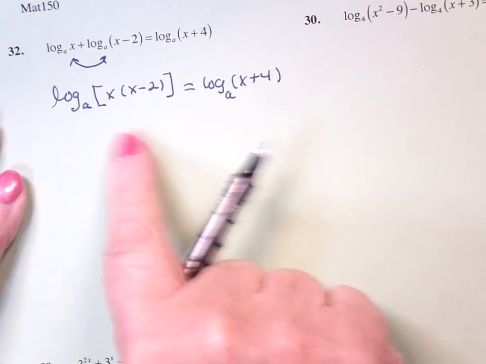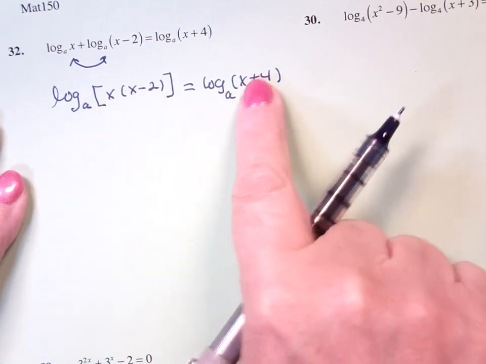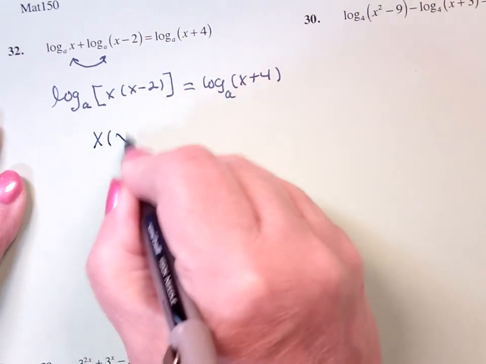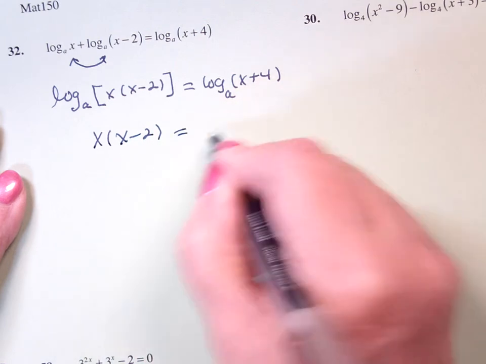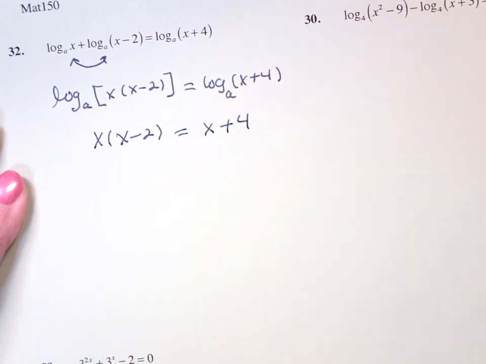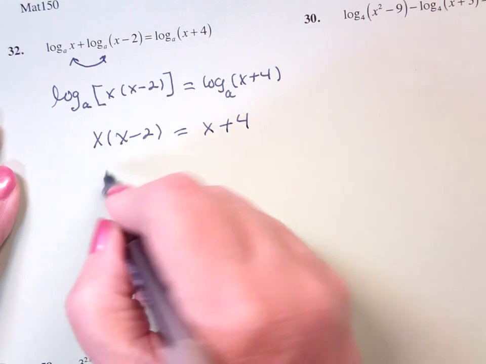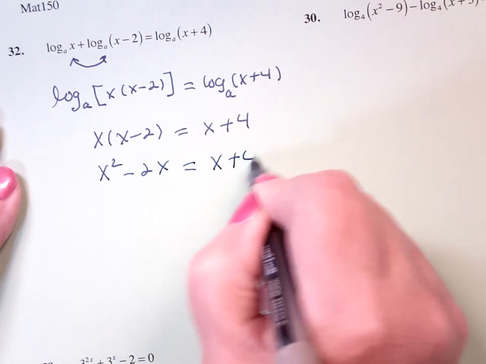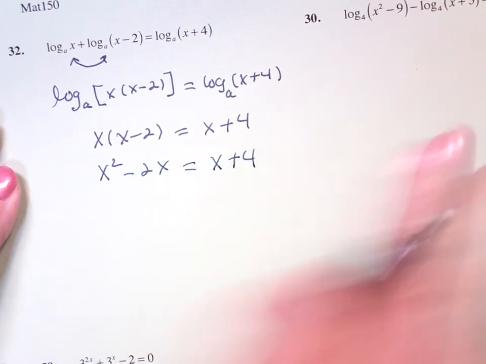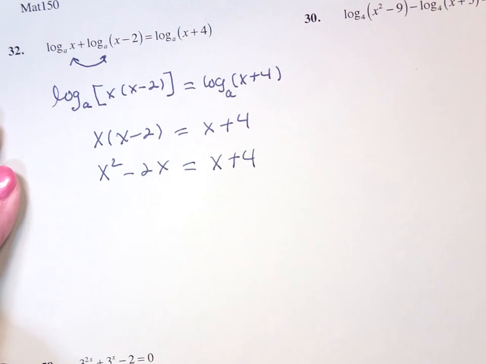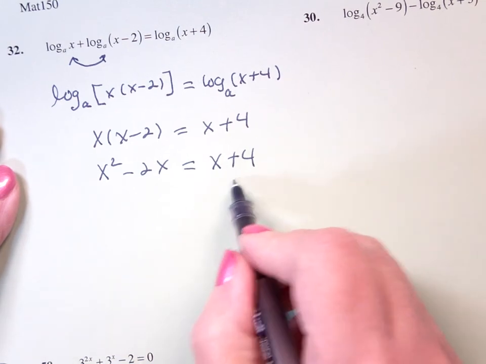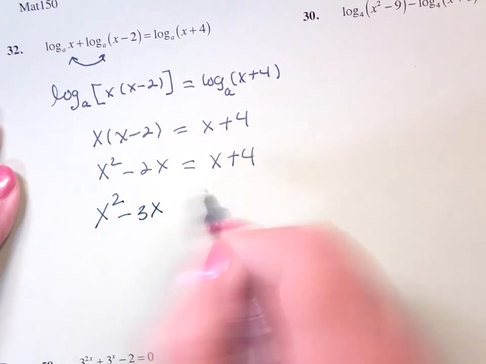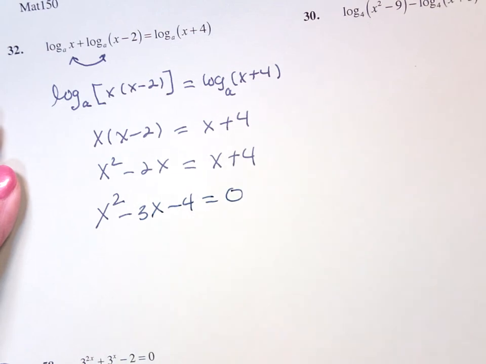What I'm going to do in this instance is I've got the log of something equaling the log of something. That means you can drop the logs, so these two things are equal to each other. So that x squared minus 2x equals x plus 4. Bring everything to the same side, 0 on the other. Subtract x, subtract 4. I get x squared minus 3x minus 4 equals 0.